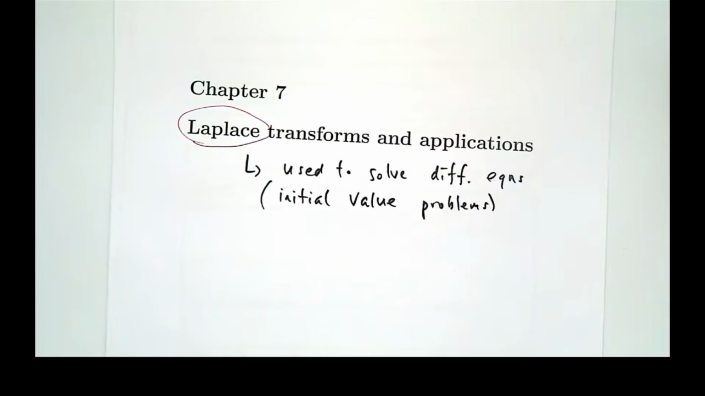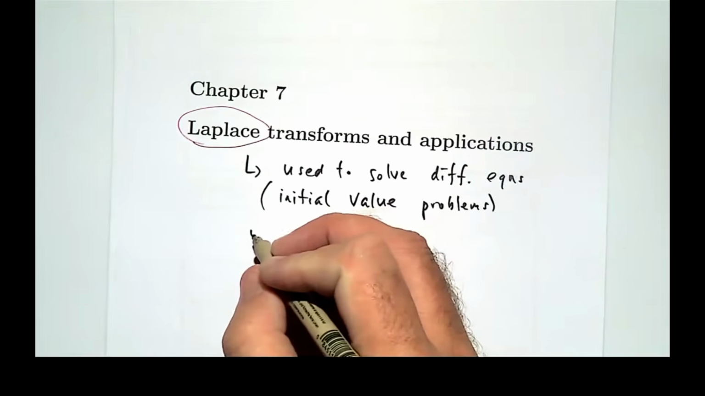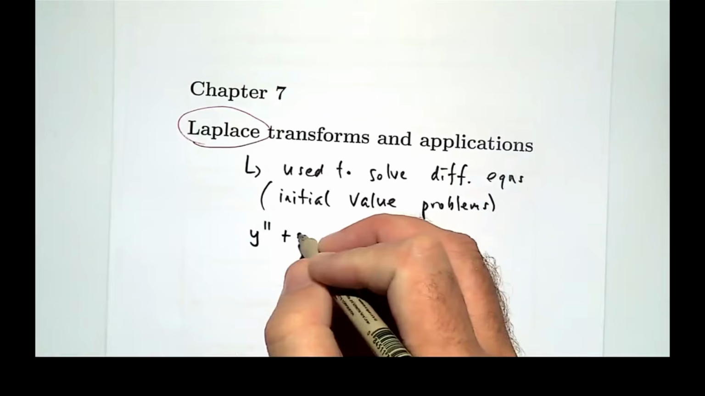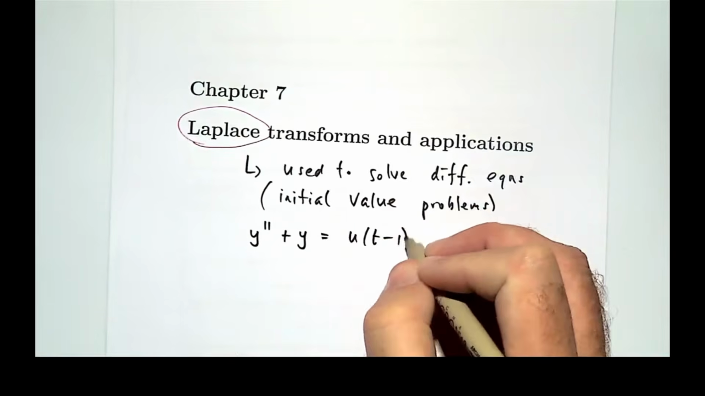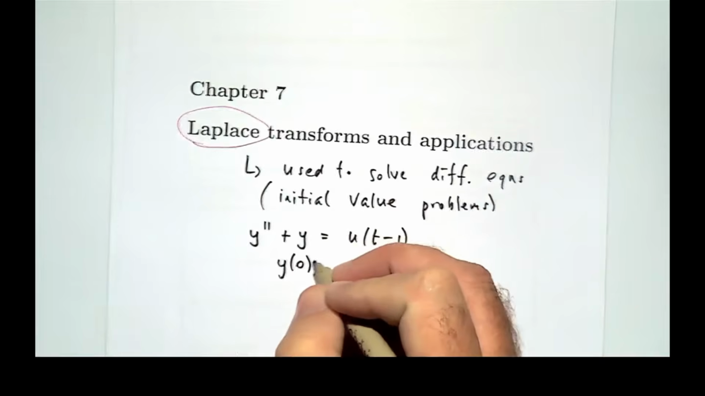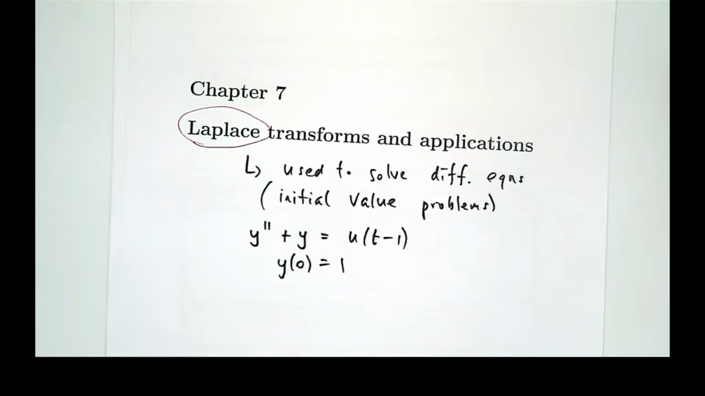Let me give you an example. An initial value problem. Let's say you have something like this: y double dash plus y equals this. So the first question is, what is the right-hand side, the u of t minus 1? We talked about this at the end yesterday.